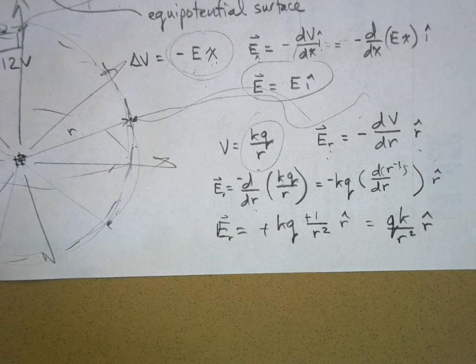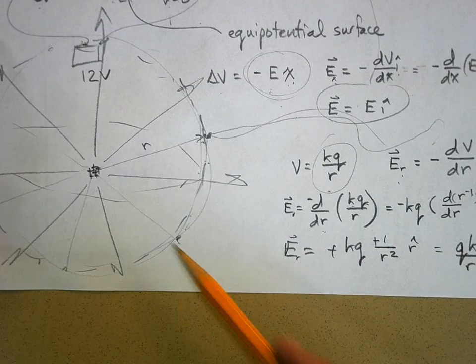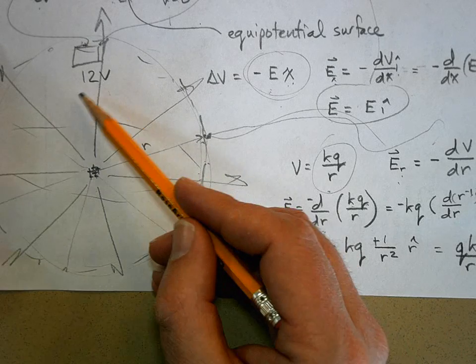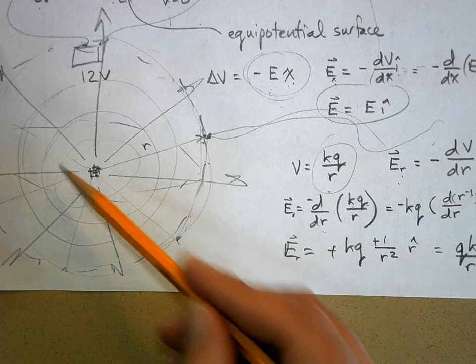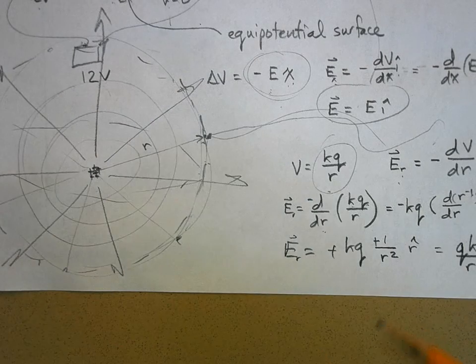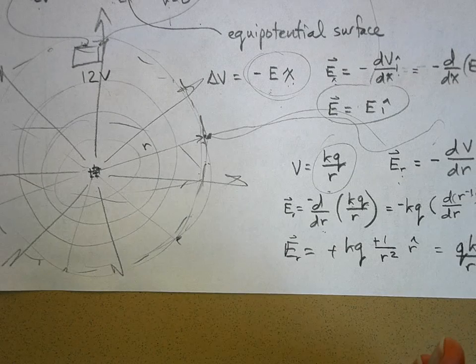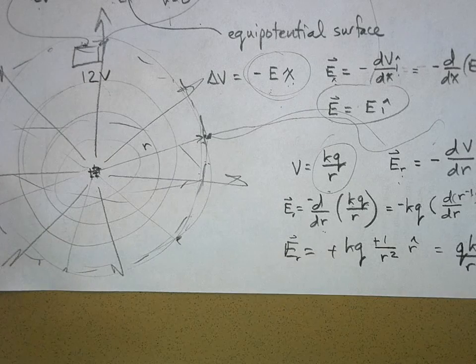Now, as I approach this, the voltage becomes greater and greater as I get closer to it. So the equipotential lines, if you want to make them the same amount of voltage apart, will get closer and closer together. Now, we're out of time, but I want to show you one more thing before you put your stuff away. This is illustrated very nicely in your book.